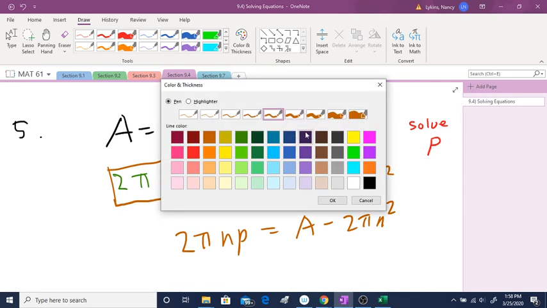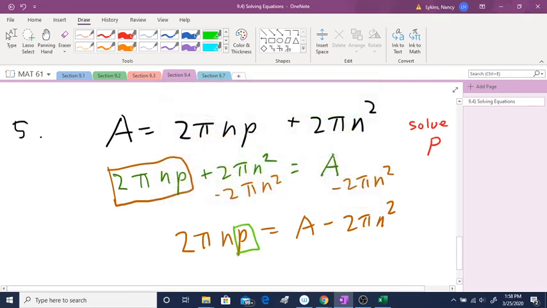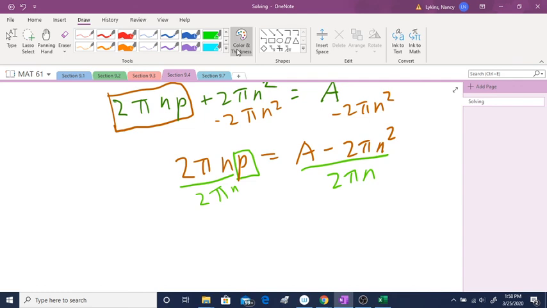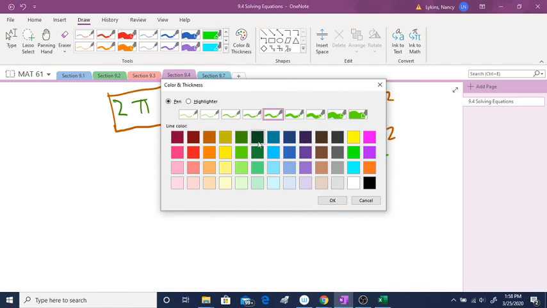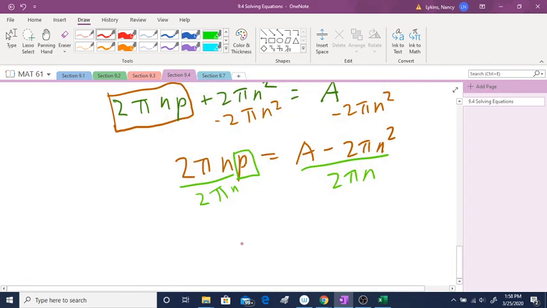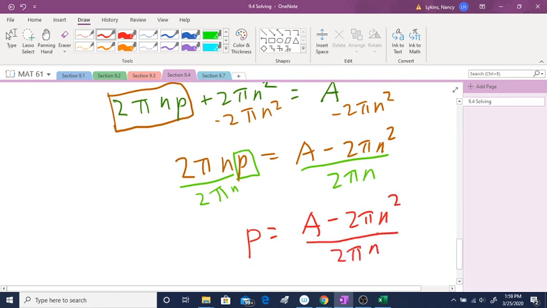We're trying to solve for P, so I'm going to protect P. That means I need to divide everything in front of it, divide by 2 pi N. Now, for those that have a computer program that's doing this homework assignment, on any example like this that you're doing on your computer, make sure that when you type it in, A is capitalized. So my answer is capital A minus 2 pi N squared over 2 pi N.